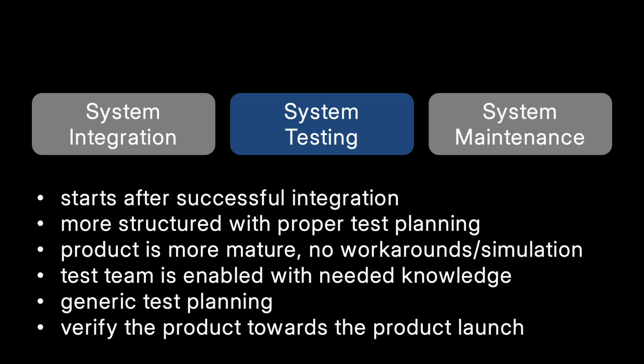The test team itself should be enabled with all the knowledge about the product to test it on their own. And the product specification should be so far completed, and therefore also the test cases should be created and reviewed. The system testing follows defined test triggers and allows for generic test planning. In the end, the goal of system testing is to verify the system towards the product launch and therefore sign it off.